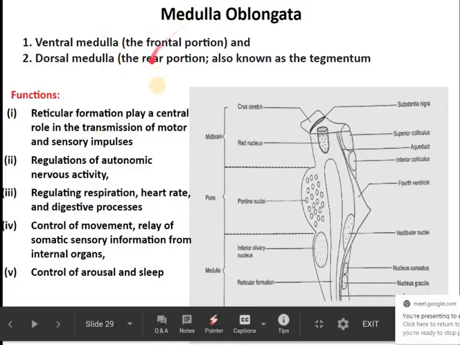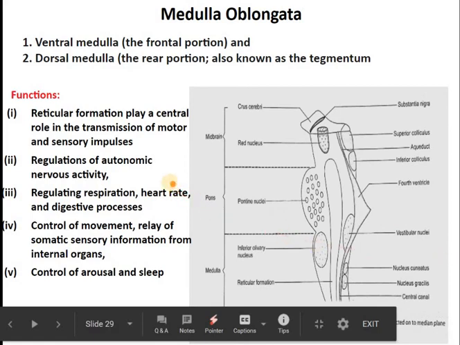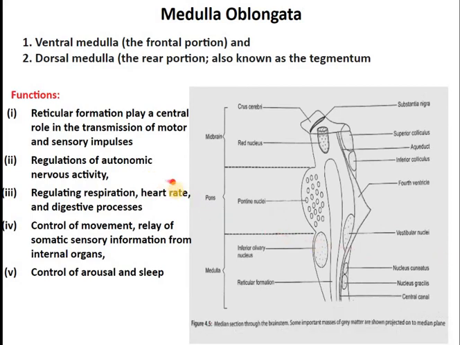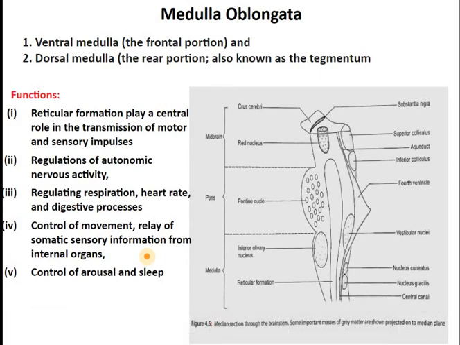No, sir. So we discussed the different functions of the medulla oblongata. The major functions are mentioned here. It regulates the autonomic nervous activity. That means regulation of the autonomic nervous system can be done with the help of medulla oblongata. It is responsible for regulating the respiratory rate, heart rate and digestive process. It can control the movements and the relay of somatosensory information from the internal organs. So this is one important function.